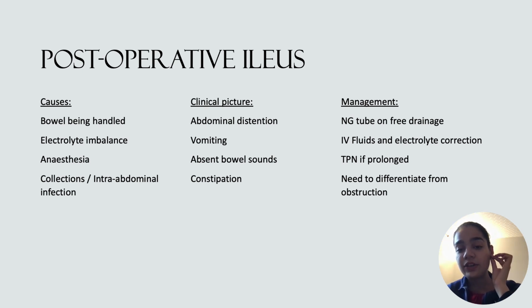In order to manage these patients, you want to drip and suck. So by drip, we mean IV fluids with electrolyte correction, and by suck, NG on free drainage. If the patient has prolonged ileus, you want to be considering TPN and getting the dietitians involved. And it's really important to differentiate this from obstruction.